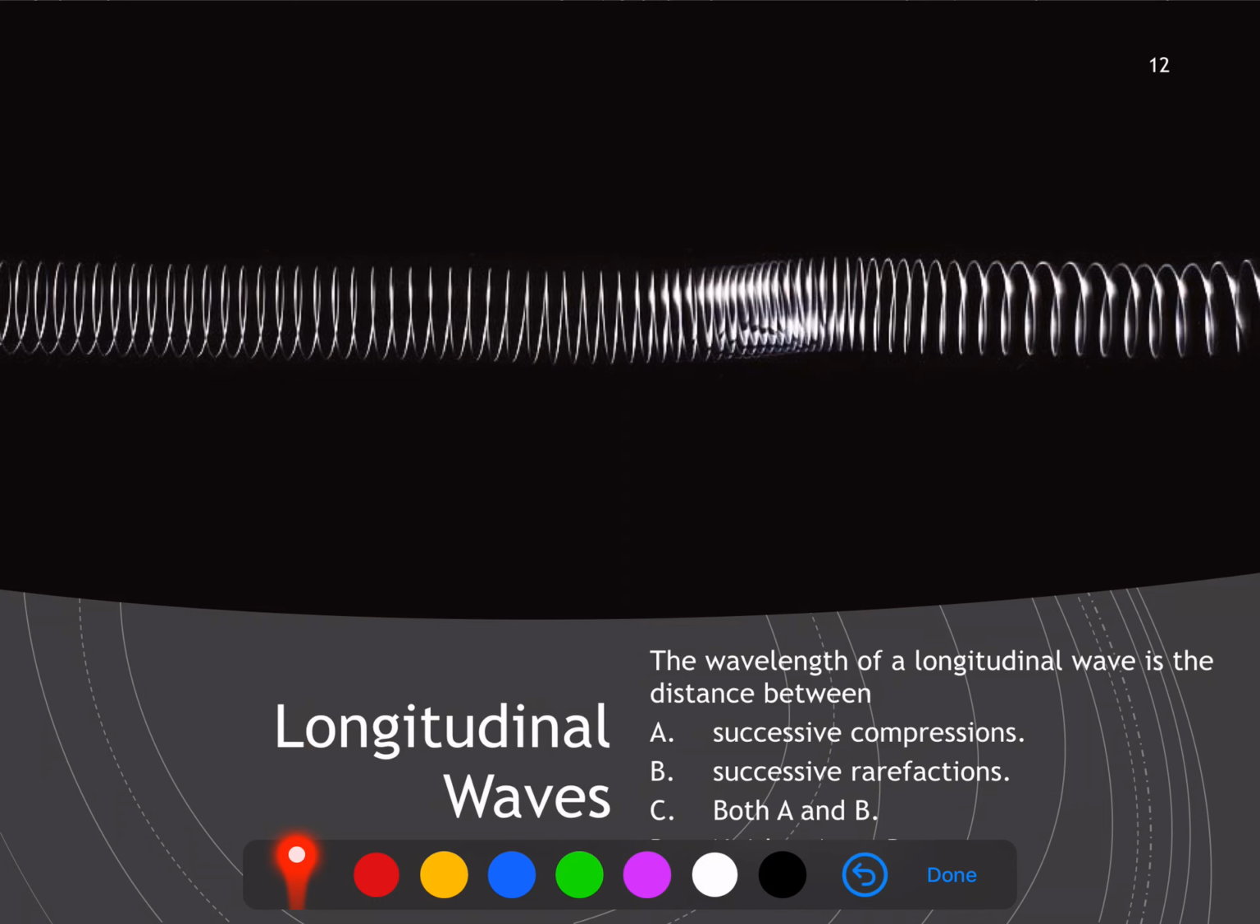So for a longitudinal wave, the wavelength will now be the distance between either successive compressions or successive rarefactions, or any one identical point and the next identical point.